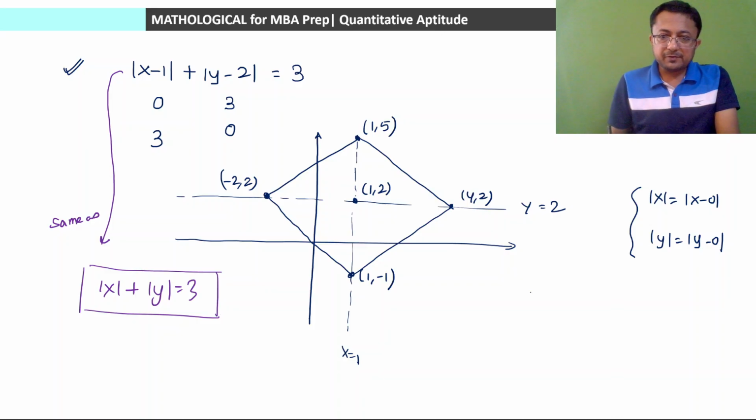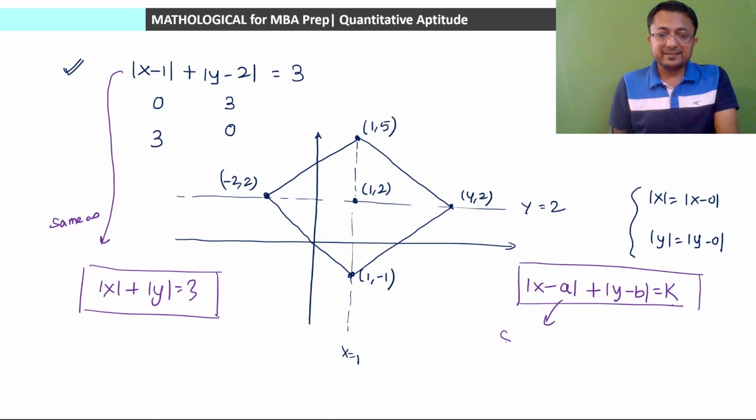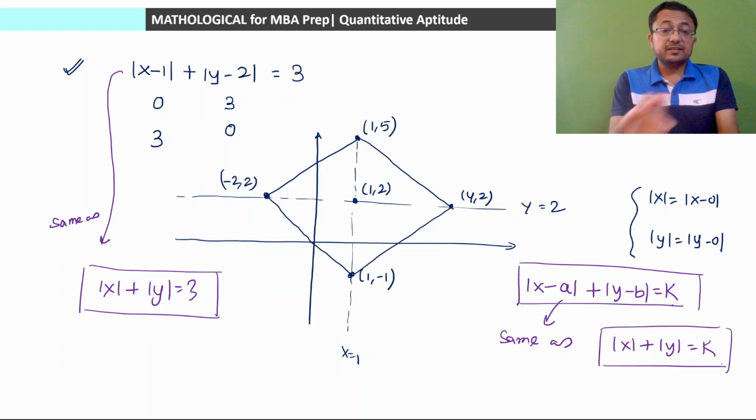So in general, if we are being asked a graph of mod of x minus a plus mod of y minus b, equal to some constant k, the shape of the graph will be same as mod of x plus mod of y equal to some constant. Is this understood? Okay. ठीक है.